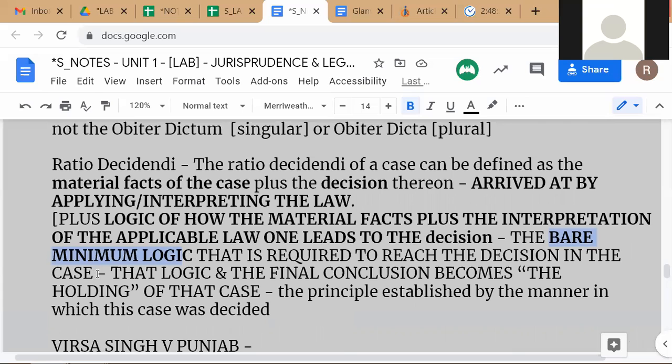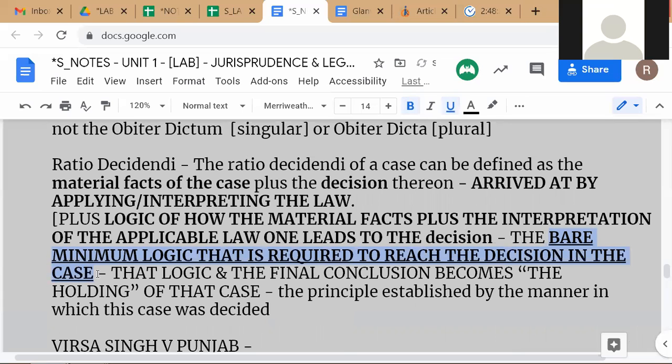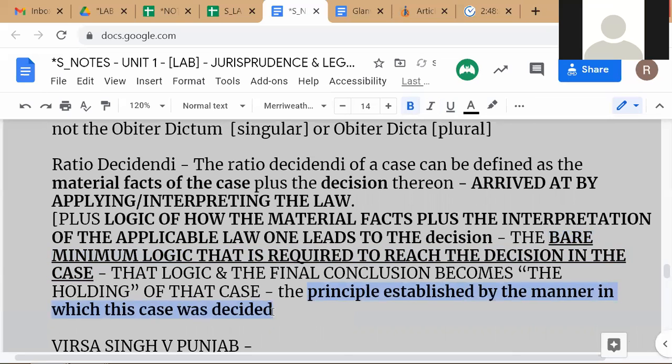Okay, this is also important. That is, what is the absolute minimum logic that you need to reach the decision in the case, and only that we will say is the principle established by the manner in which this case was decided. Only that we will say, nothing else.